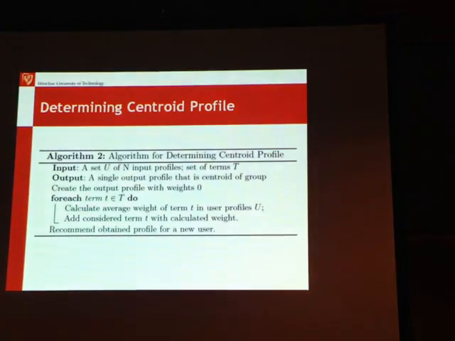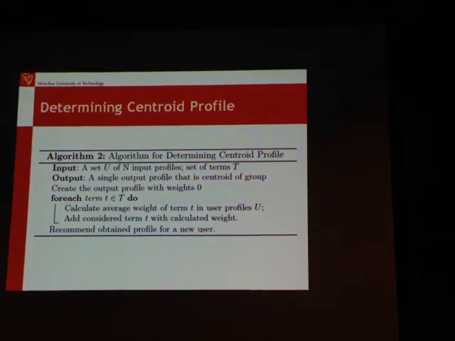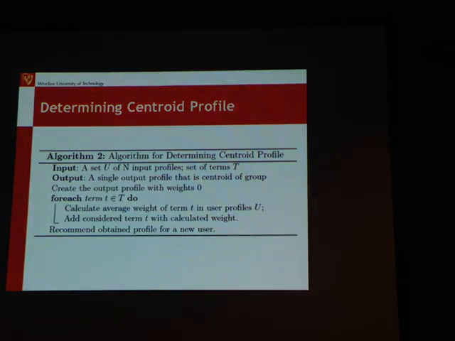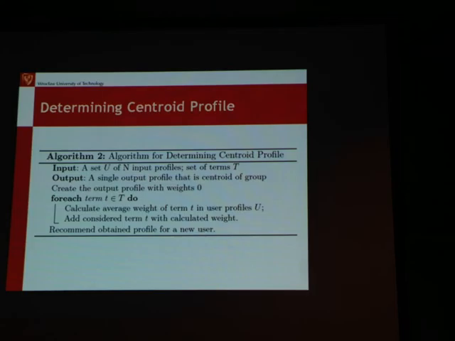The second part of this algorithm is determining the centroid profile, and I think it's also quite a simple algorithm, because if we have profiles with terms and weights, we just calculate the average weight for each term. It is the simplest one, I think, because it's a natural way to calculate the centroid of the group of objects.